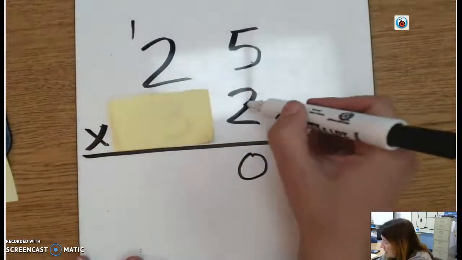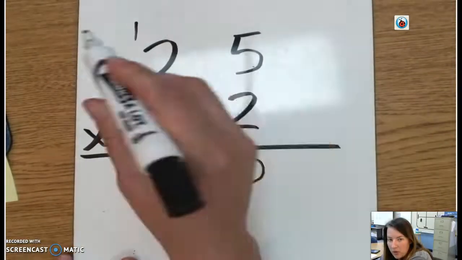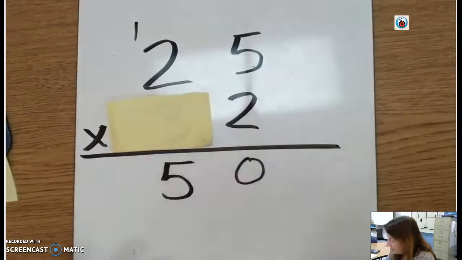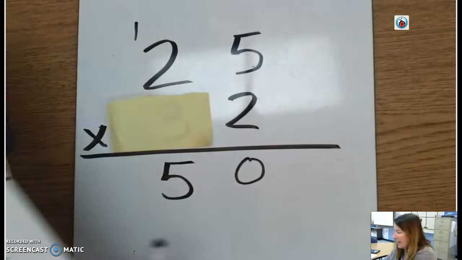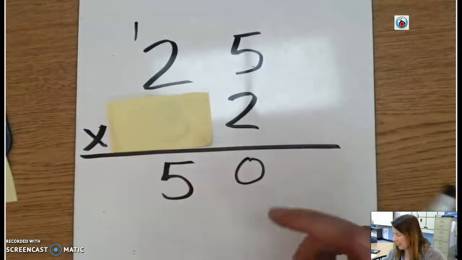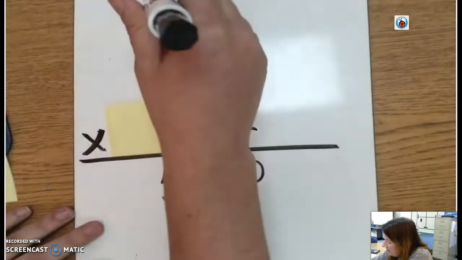Carry the 1. Then 2 times 2 is 4 plus the 1, which is 5. All right, that's exactly what I had right here. 25 times 2, I got 50. 25 times 2, I get 50. All right, now I'm done with this.